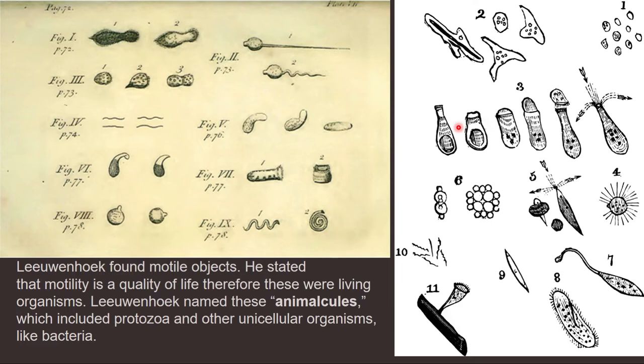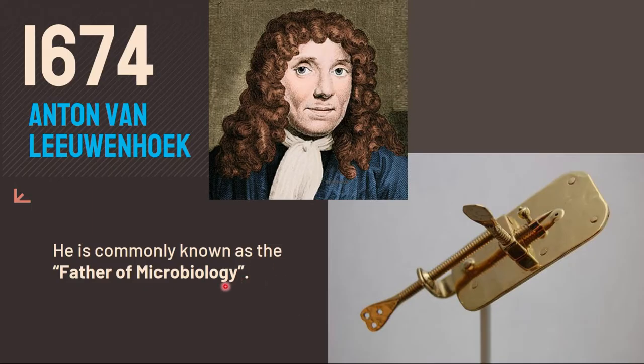But in present times, these animalcules are unicellular organisms. So as I have mentioned earlier, unicellular organisms are those organisms that are only made up of one cell. So examples would be bacteria and protozoa. Because of his observations of microorganisms using his microscope, he was known as the father of microbiology. So microbiology is a field in biology that studies microorganisms.